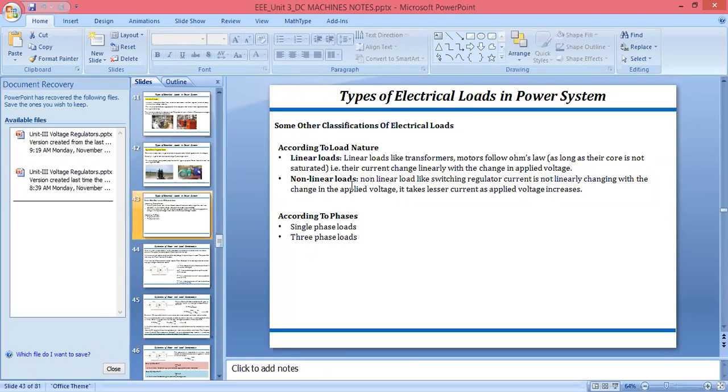And on the type of the electrical load nature, we can again classify it into linear and non-linear. Linear means that the load has a relation between current and voltage. If current is changing linearly with respect to the given voltage, that type of load we can say is a linear load, and this will follow Ohm's law.